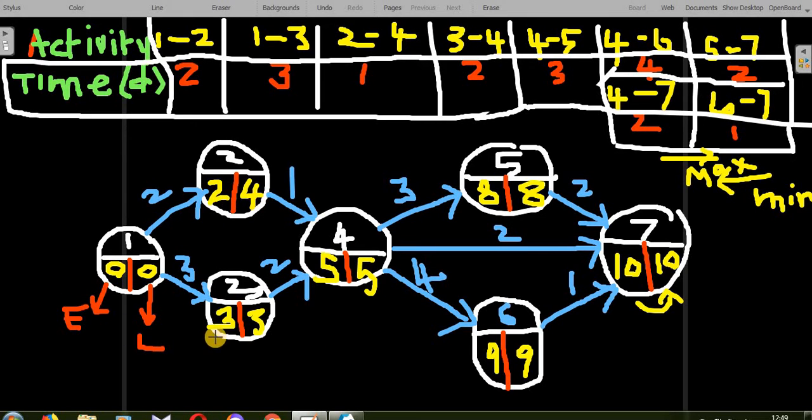Earliest time, latest time, for each event. Very interesting. Am I correct?